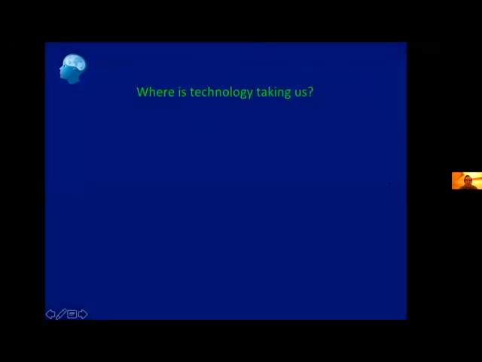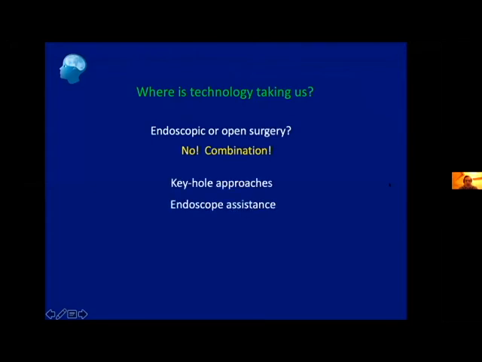So to conclude, where has technology taken us? Endoscopic or open surgery? No, it's a combination. And it makes possible to perform the keyhole approaches, to perform the endoscope assistance, and thus to operate younger children with better illumination, with higher radicality and more safe.